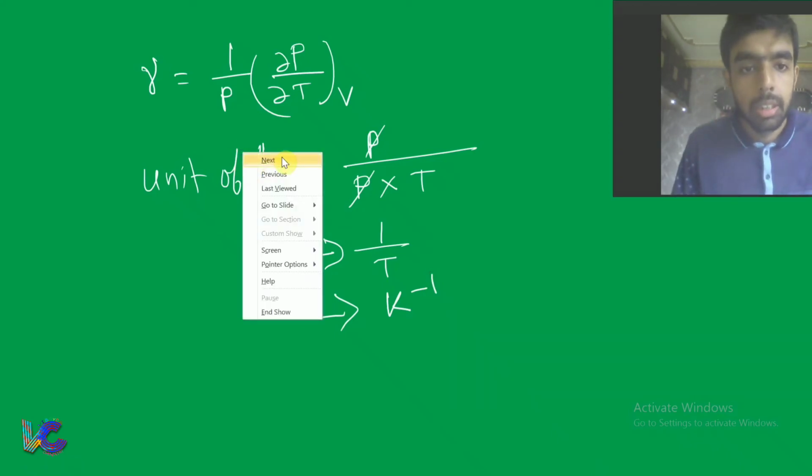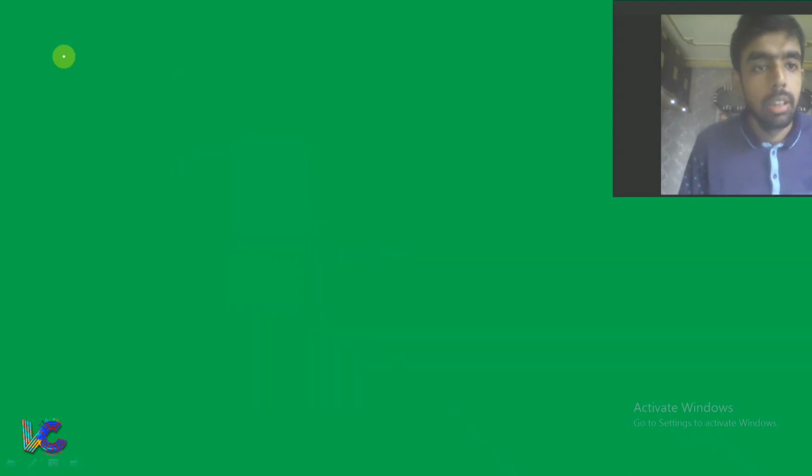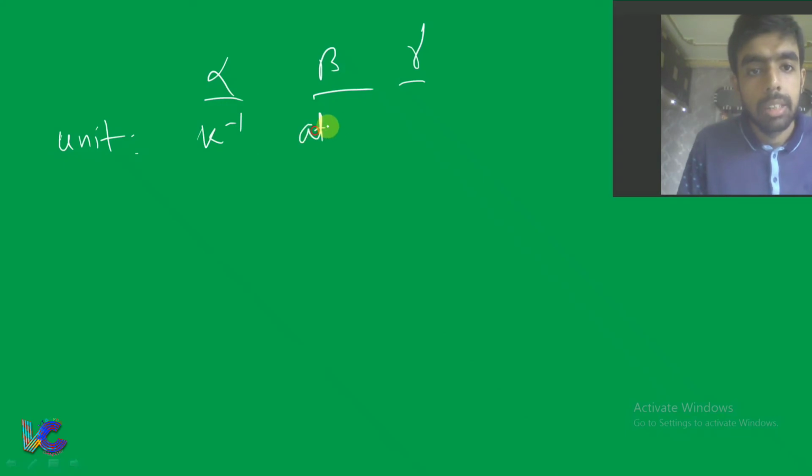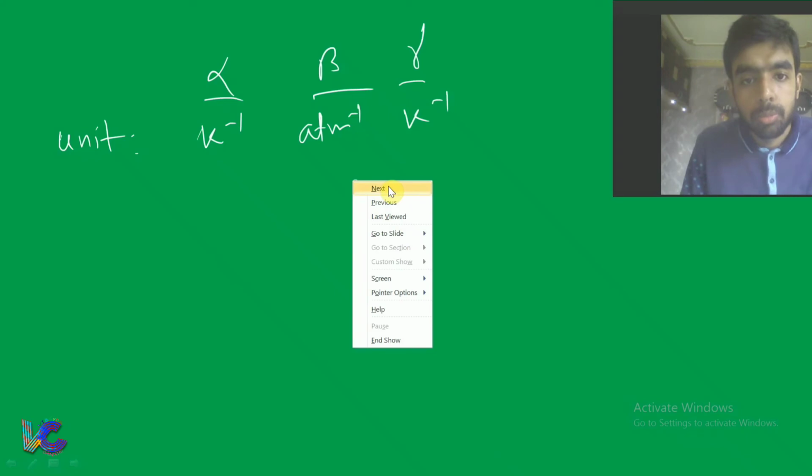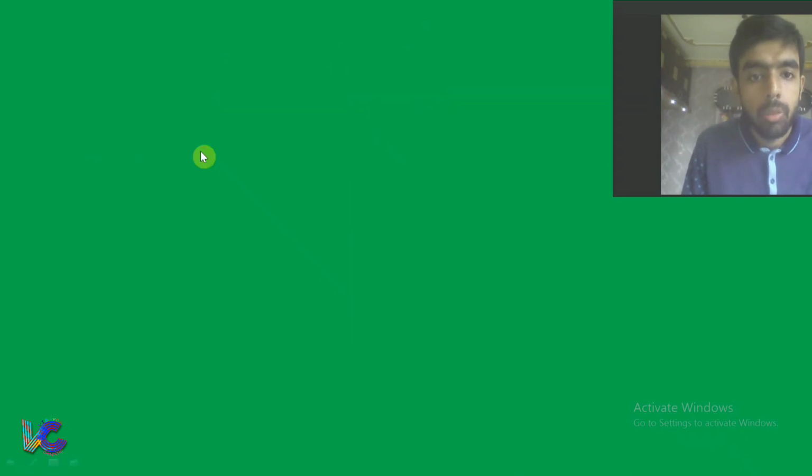So if you see the units of alpha, beta and gamma: alpha is Kelvin inverse, beta is atmosphere inverse, that is pressure inverse, and gamma is also Kelvin inverse, that is temperature inverse. So these are alpha, beta and gamma, the three thermodynamic coefficients we have discussed. Now we will see the value of alpha and beta for an ideal gas.